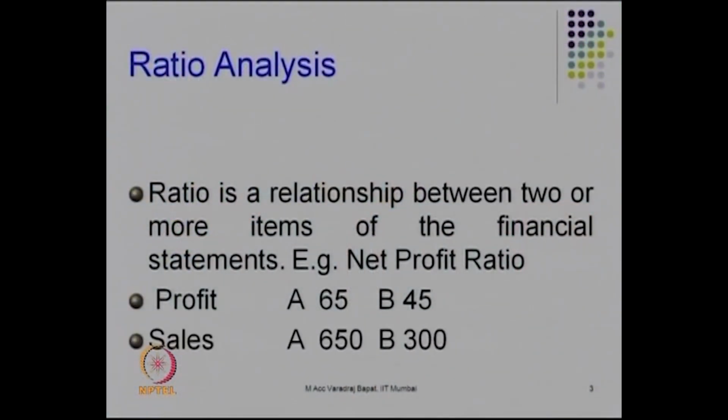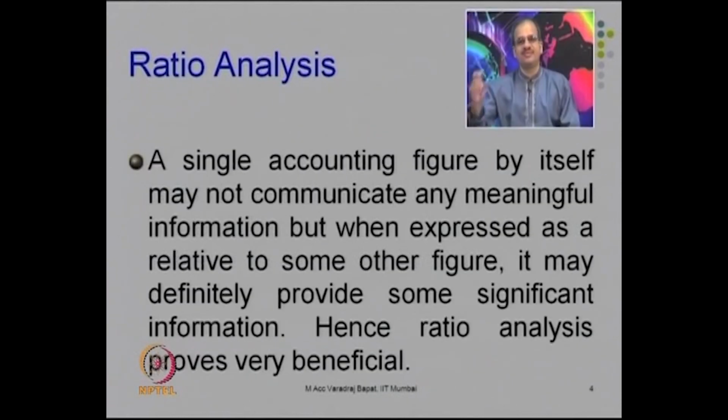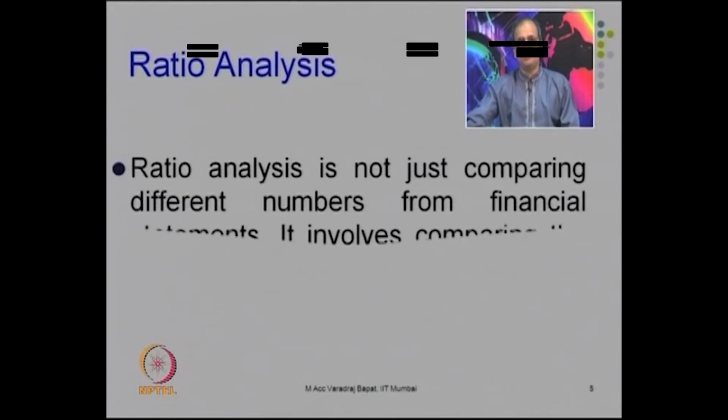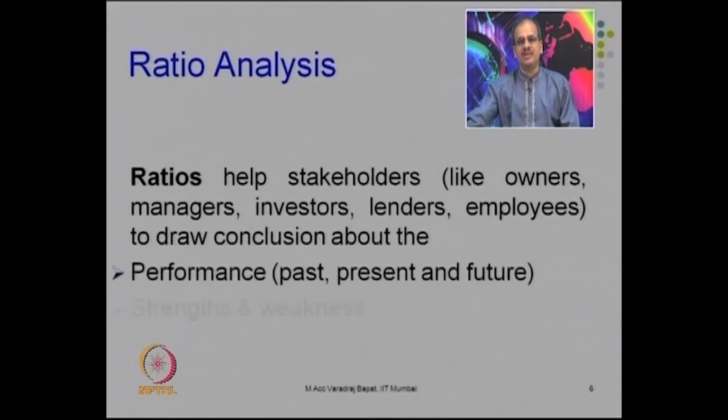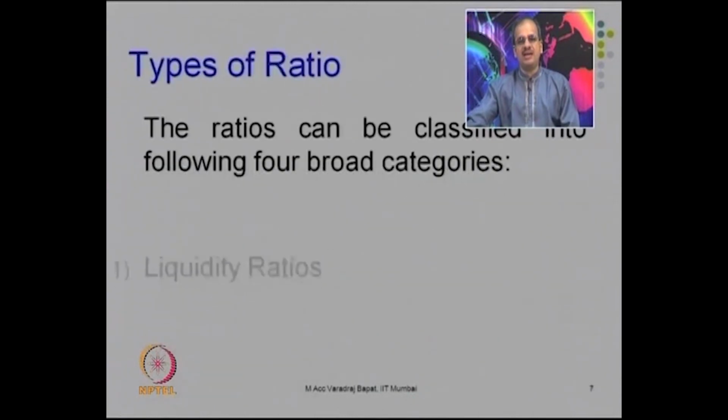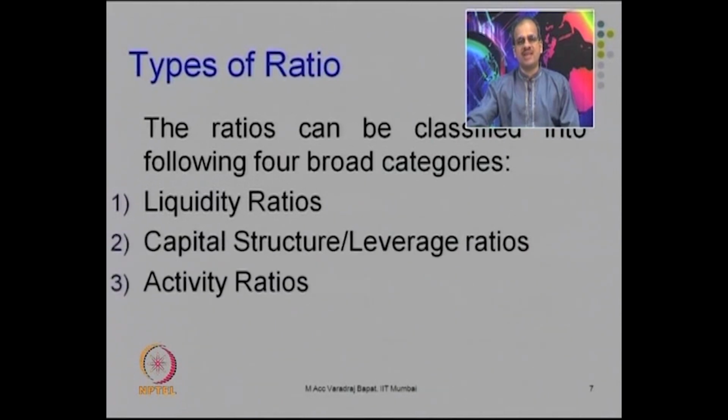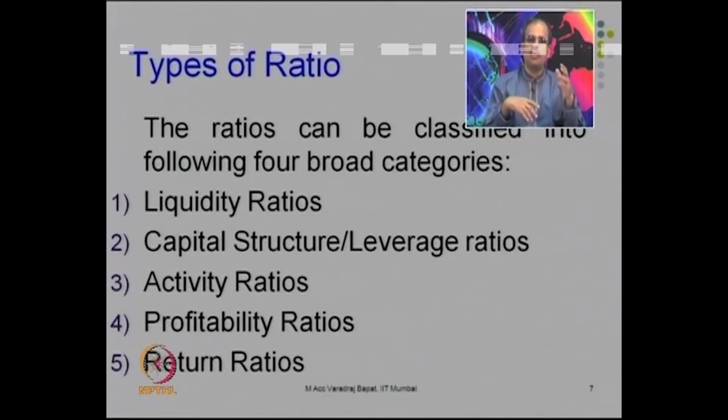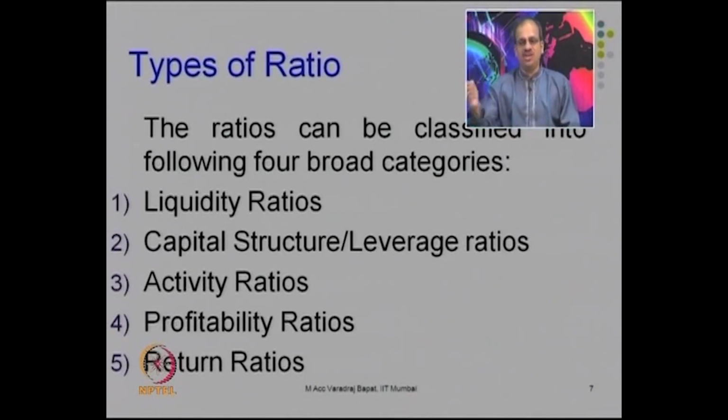Okay, let us have now a recap of some ratios which we have done last time. As we saw last time, ratio is essentially a relationship between two items. So here you can see profits and sales. To calculate net profit ratio, we try to find the relationship between these two items. I will skip this because we have done it last time. Then we had seen that there are a variety of ratios, but important ones are liquidity ratios, capital structure ratios, activity ratio, profitability ratio and return ratios.